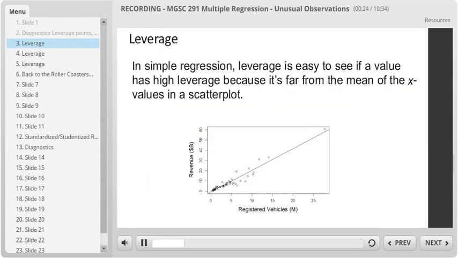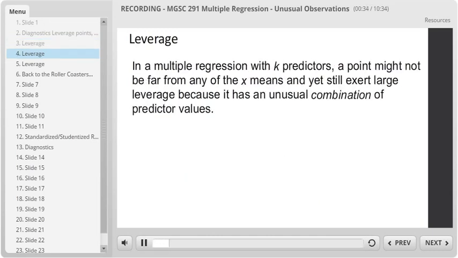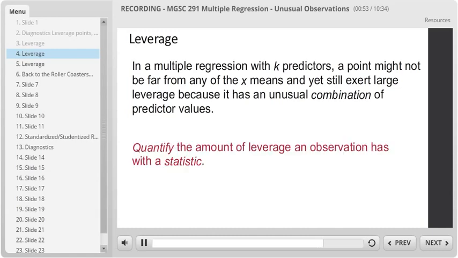In simple linear regression, a high leverage point is easy to spot because it is far from the mean of the x values in a scatter plot. In multiple regression with multiple predictors, a point might not be far from any of the individual x means, yet still exert large leverage because it has an unusual combination of predictor values. Because of this, it is easier to detect a high leverage point in multiple regression using a statistic to quantify the amount of leverage an observation has.